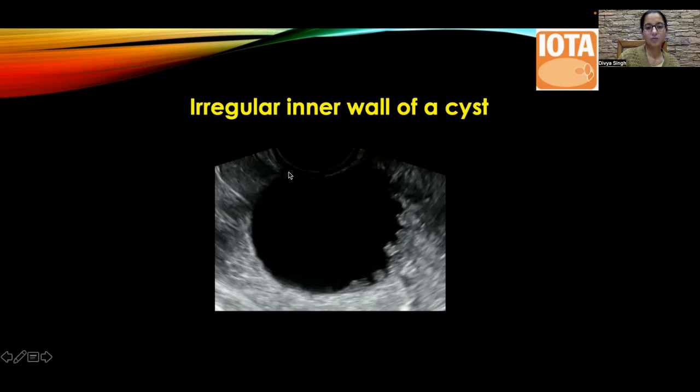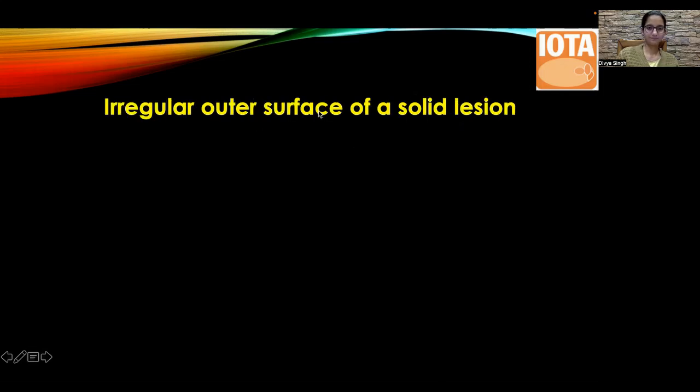Then we come to the cyst wall. So this is the inner cyst wall. Whenever we see a cyst, we must see its inner wall. As you can see here in this part, the cyst wall is regular or smooth. However, here it becomes irregular because of presence of these papillary projections. And so this would be called a cyst with irregular inner walls.